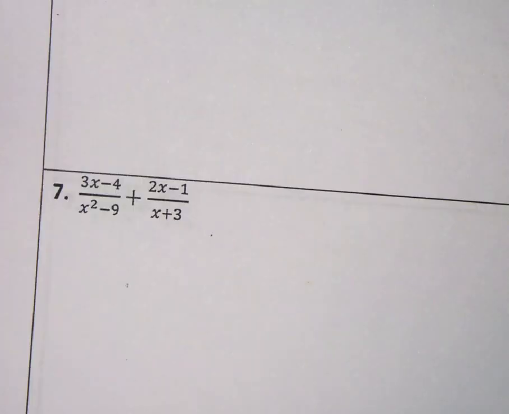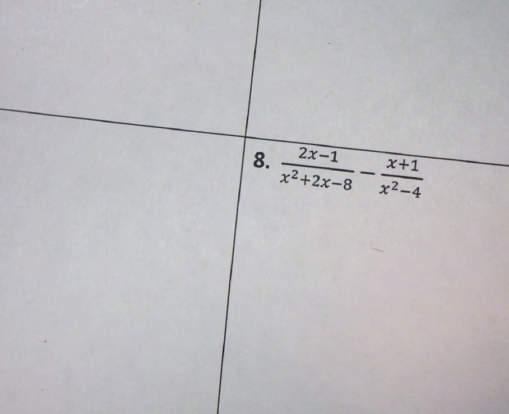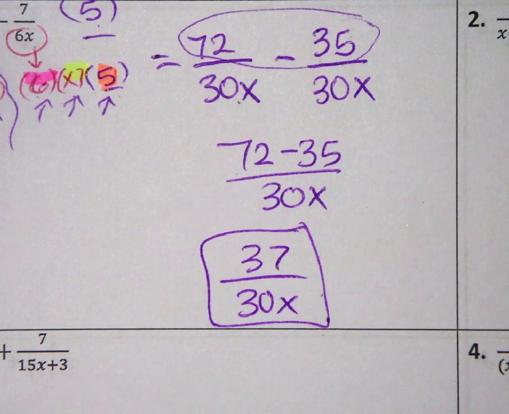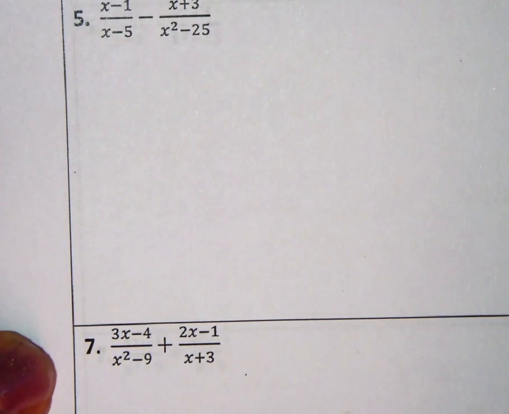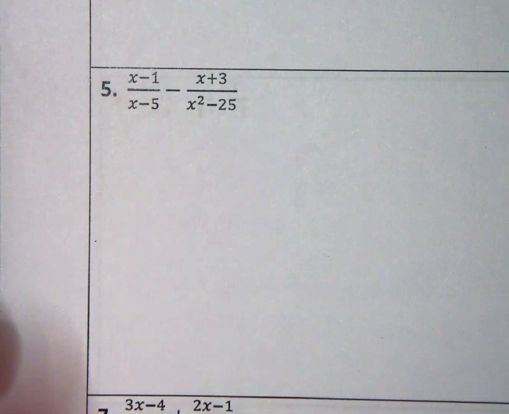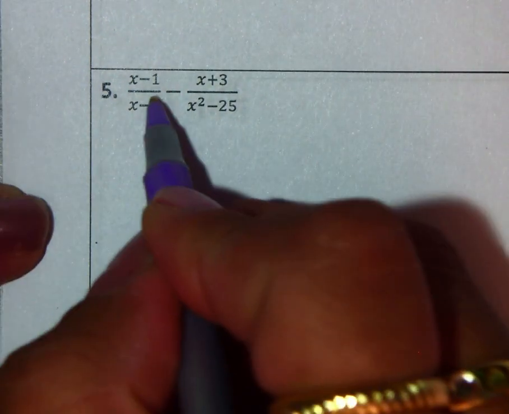But if you look at number 7 and 8, there are more x's in this, so you might end up needing to make more steps. I'm going to jump to problem number 5, just so we can see what that would look like.